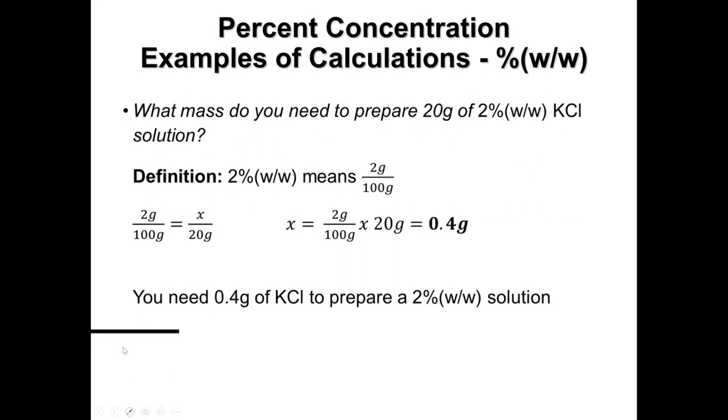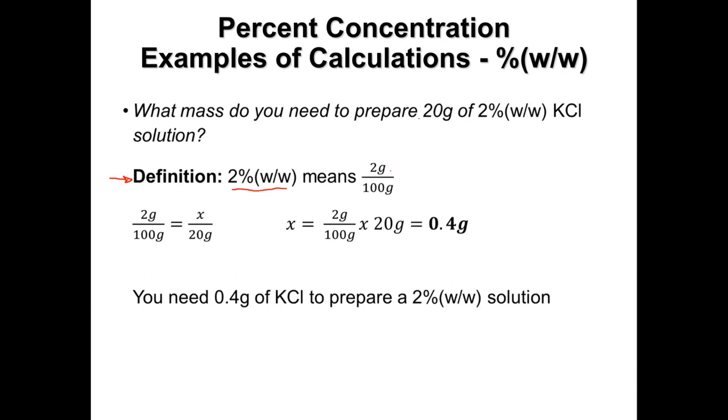Taking a pen here so I can highlight what I'm saying. Whenever you have to do the calculation, always start from the definition. What does percentage weight over weight mean? We just defined that percentage weight over weight means grams of solute per 100 grams of solution. So 2% weight over weight means 2 grams of solute per 100 grams of solution. Practically speaking, if you had to prepare 100 grams of solution, you would need 2 grams of solute.